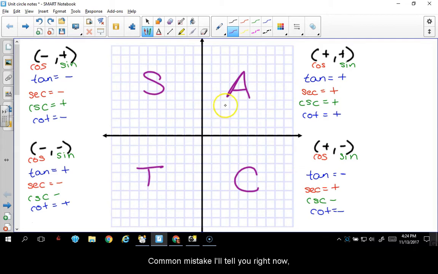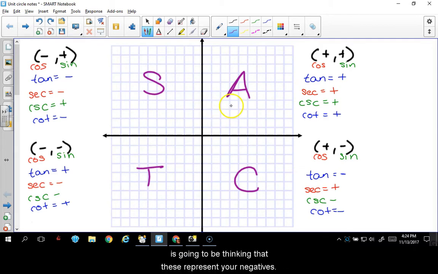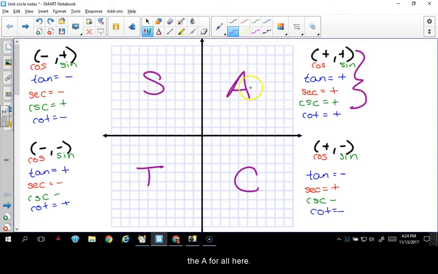A common mistake, I'll tell you right now, is thinking that these represent your negatives. So I'll say sine is negative and somebody will pop out second quadrant because they know there's an S right here. Remember, this is going to be your positives, and the best way to remember that is that everything's positive in the first quadrant, and I have the A for All here, so I know it's positives that it's giving me. If all of them were negative here, then it would make sense that these were the negatives, but that doesn't make any sense because this is positives right here, okay?